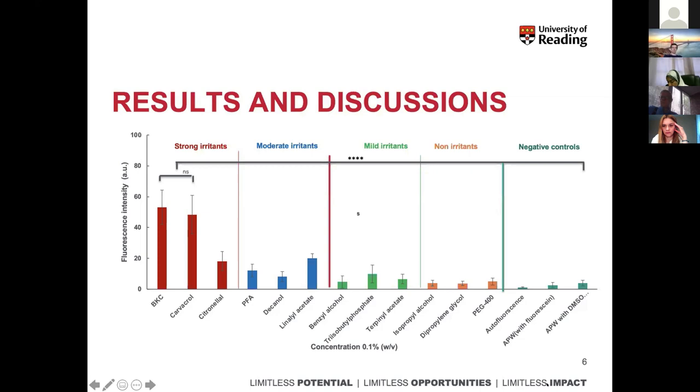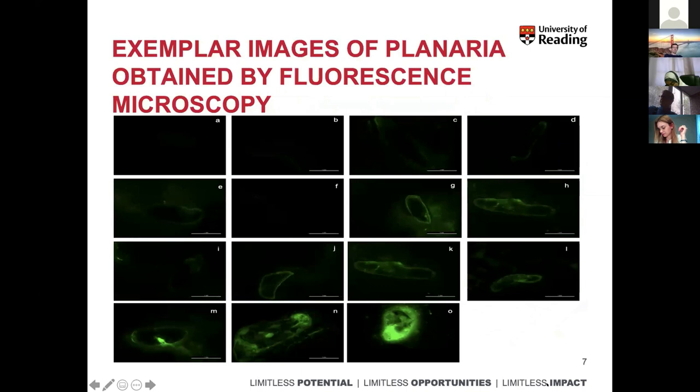As we can see, the greater the irritation potential of the compound, the higher the fluorescent intensity was. And when we moved from strong irritants toward low irritants, the fluorescent intensity of these compounds also decreased. Next are some exemplar images of different compounds. As you can see, A is the autofluorescence, and it moves towards the higher groups of irritants, and O is benzalkonium chloride, which represents the most toxic compound towards human skin. So the trend is that as toxicity increases, the accumulation of fluorescein within the planaria also increases.